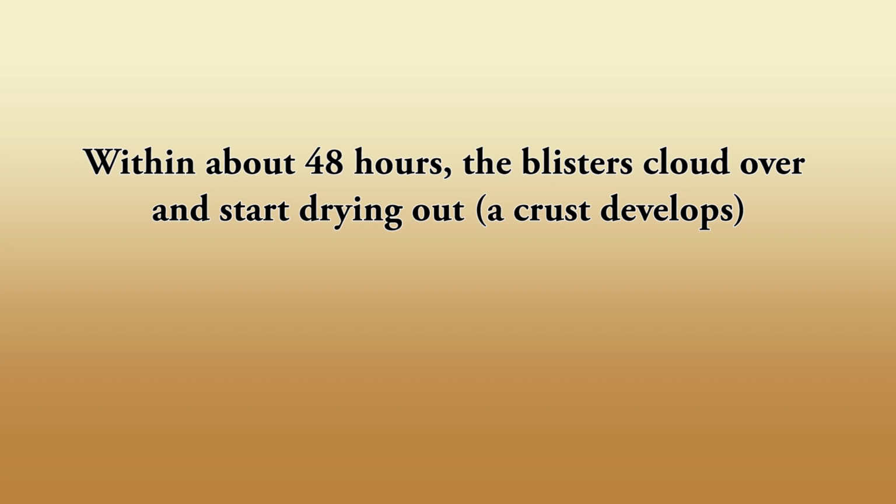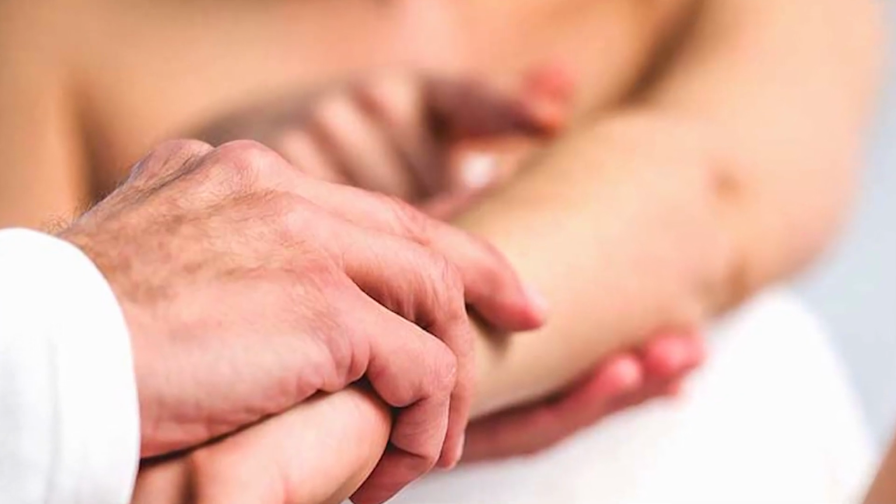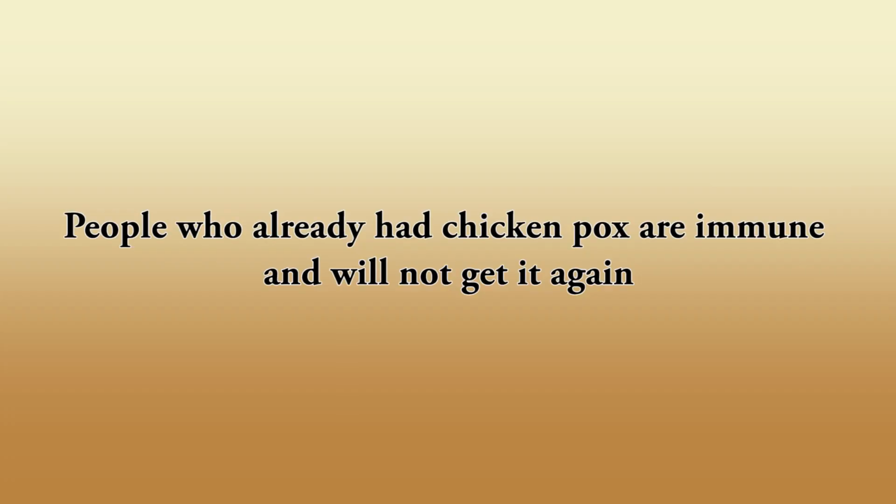Within about 48 hours, the blisters cloud over and start drying out. Within about 10 days, the crust falls off on its own. Preventing chickenpox: chickenpox can be prevented by avoiding contact with the infected person. People who have already had chickenpox are immune and will not get it again. Cases of reinfection are extremely rare.